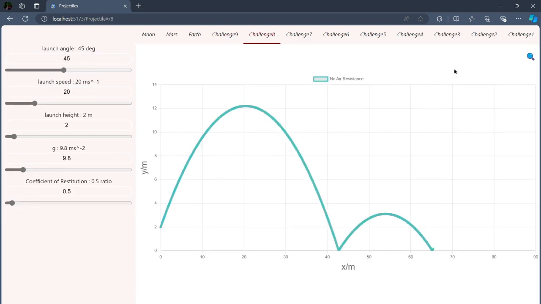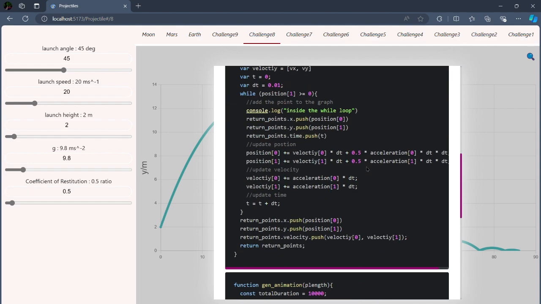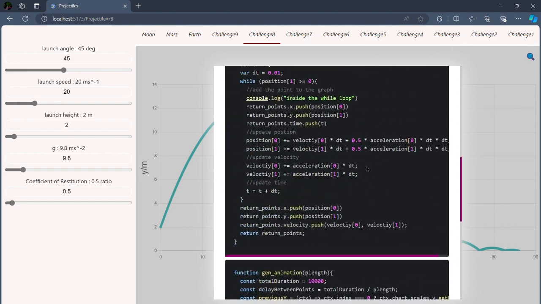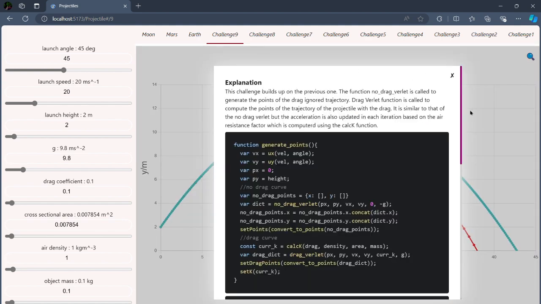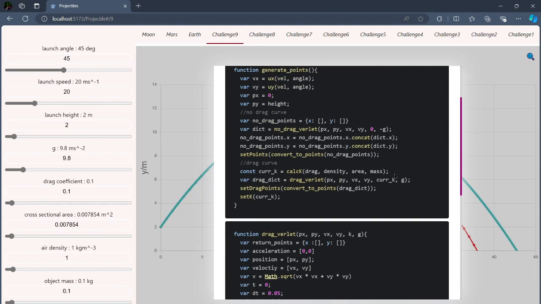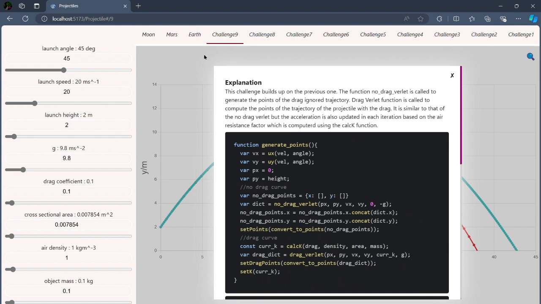Challenge 8. This projectile trajectory was implemented using the whirlite method. Conditional loop is used to update the particle's position and velocity if it's not yet reached the floor. Challenge 9. This challenge builds upon the previous one. The drag whirlite function is called to compute points of the trajectory of the particle with the drag. In this model, the acceleration is also updated in each iteration based on the air resistance factor, which is computed using the calc function.